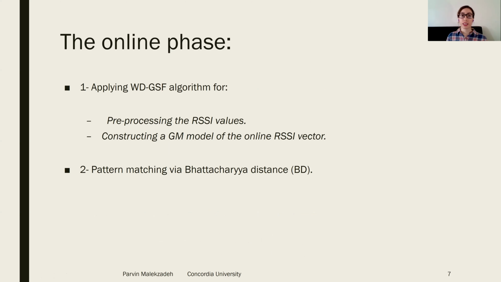So the next phase is online. We do two main steps in the online phase. The first one is that we apply the WDGSF algorithm for two purposes. The first one is preprocessing, or removing noise from the RSSI values, and the second one is constructing the Gaussian mixture model of the online RSSI vector while the user is walking. The second step is pattern matching via Bhattacharyya Distance.